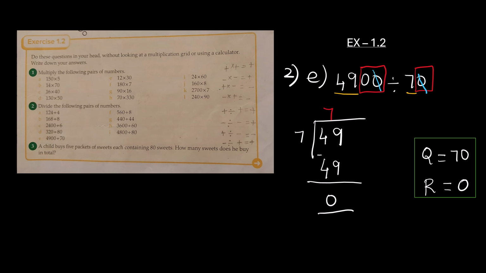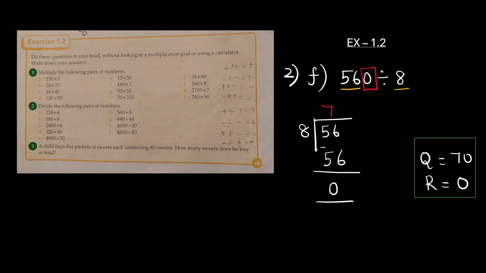Now look at the zeros. Cancel 1 zero. Now 1 zero is remaining. So we have to add that 0 to our answer. So what is our quotient now? 70. Remainder is 0.